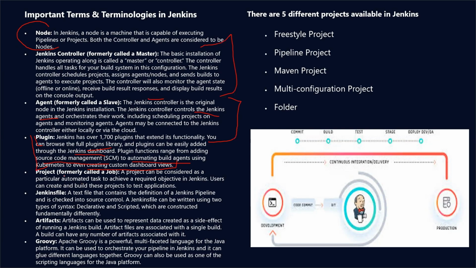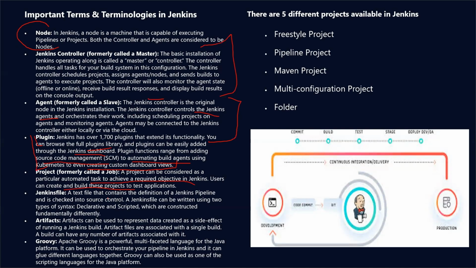And project. What is project? Formerly, a project can be considered as a job. It's a particular automated task to achieve a required object in Jenkins. User can create and build these projects. After installing Jenkins, we'll create a job or a task or a pipeline for build, test, and deploy, right? We already explained. So that we called as a project.